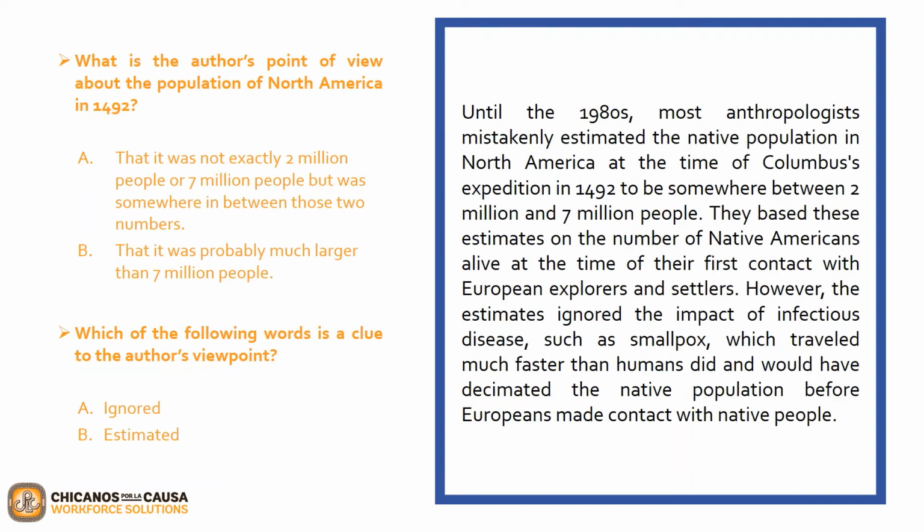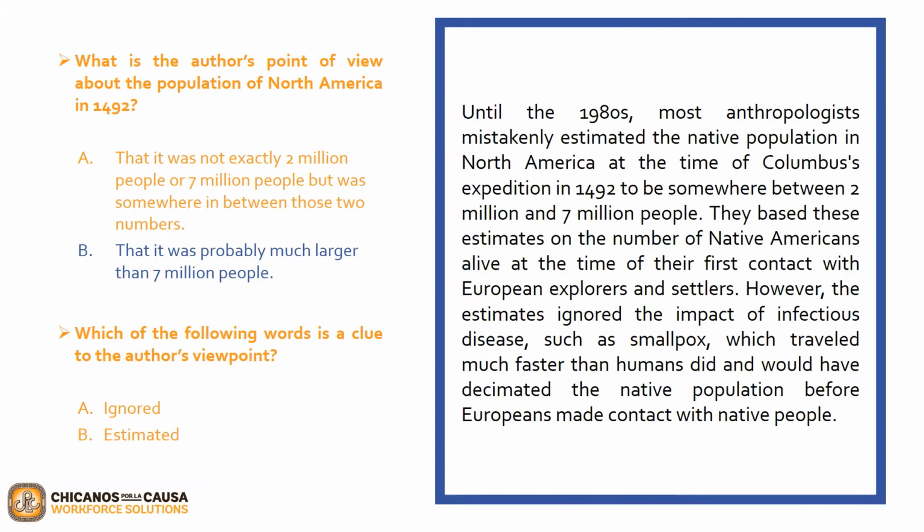Now that we have read the passage, let's answer some questions. Question 1 asks, what is the author's point of view about the population of North America in 1492? Option A is that it was not exactly 2 million people or 7 million people, but was somewhere in between these two numbers. Option B, that it was probably much larger than 7 million people. If you chose B, you are correct. The author points out a reason to think that anthropologists prior to the 1980s undercounted the population of Native Americans as many died due to infectious diseases.